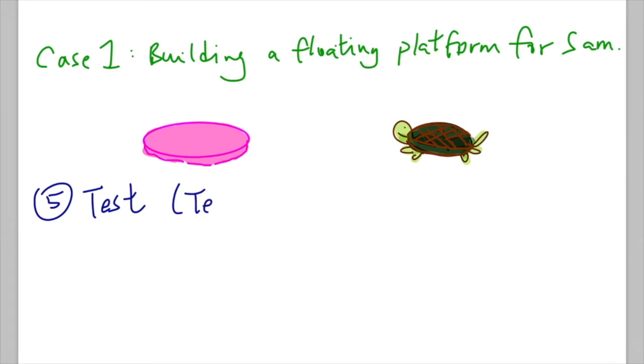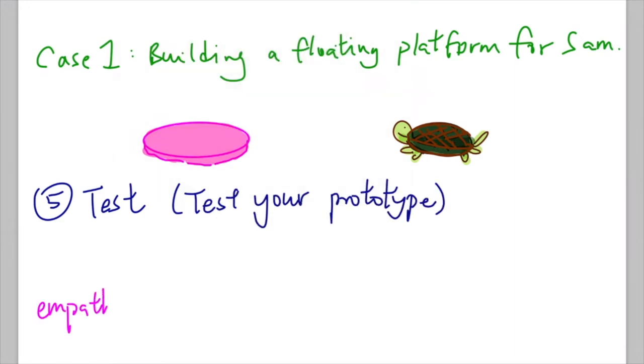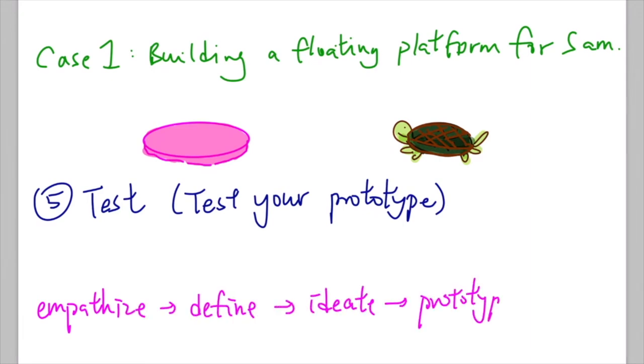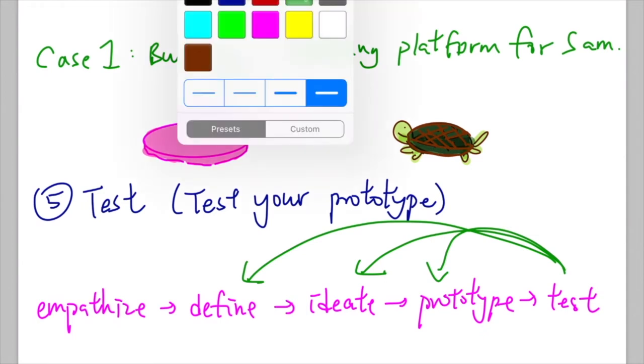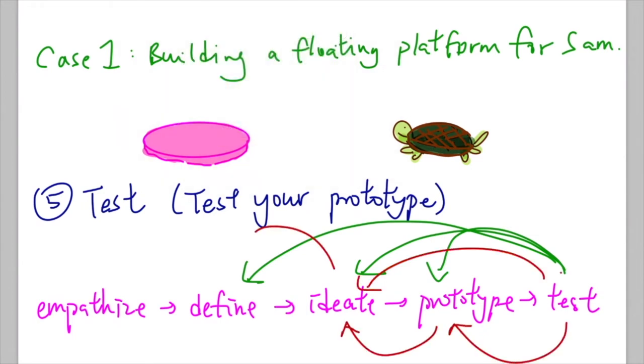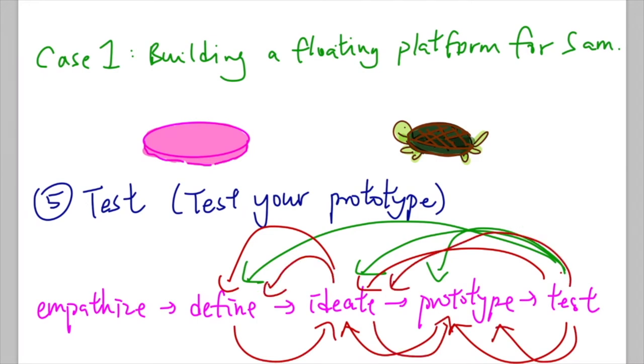Step 5, test. We must test our prototype to see if it works. If it works, how well does it perform? What are the strengths and weaknesses of the prototype? After going through these 5 steps, the story doesn't end here. We often go back to the previous stage, try to come up with a better definition of the problem, try to think of more possibilities, try to make another version 2 prototype. So these steps will go back and forth until you come up with the final product.